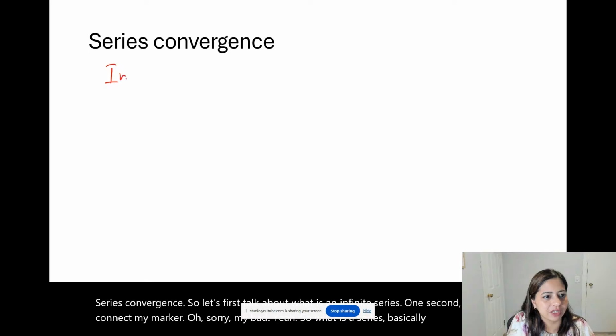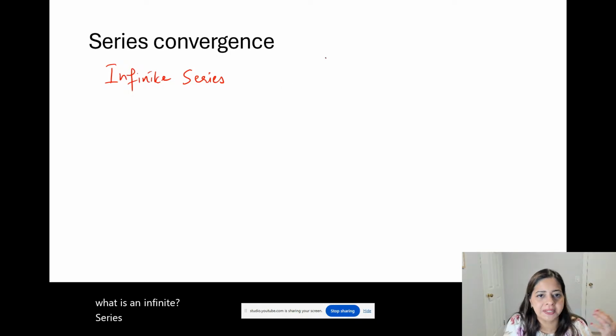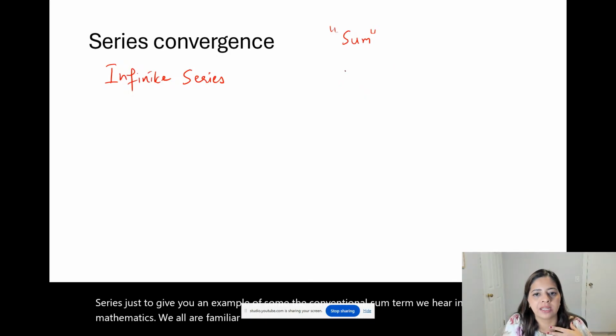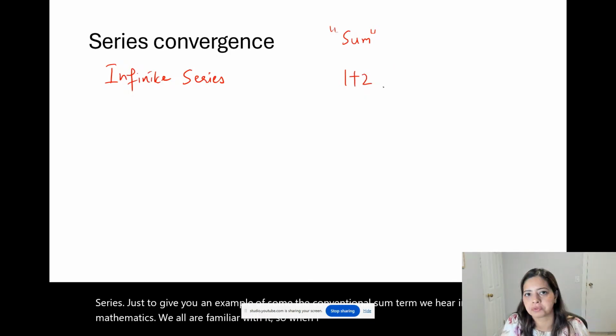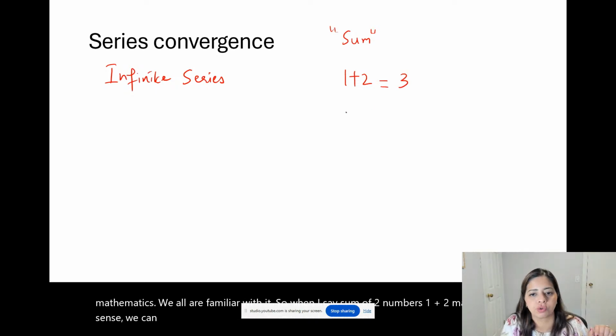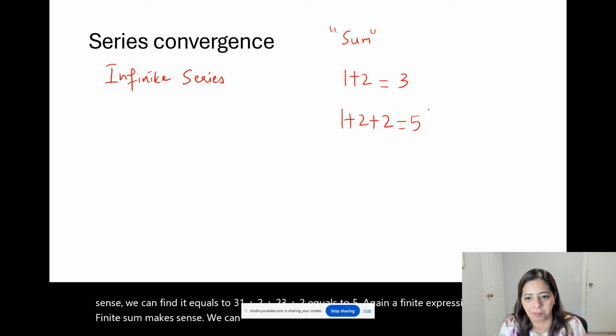Specifically, what is an infinite series? Just to give you an example of a sum, the conventional sum term we hear in mathematics, we all are familiar with it. When I say sum of two numbers, 1 plus 2, it makes perfect sense. We can find it equals 3. 1 plus 2 plus 2, 3 plus 2 equals 5. Again, a finite sum makes sense. We can add finitely many numbers.